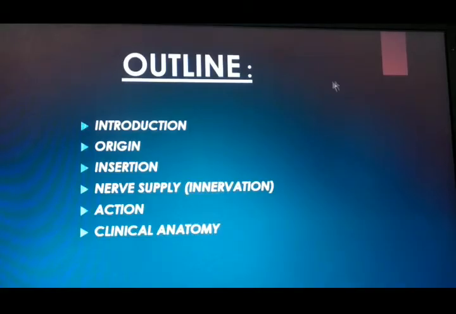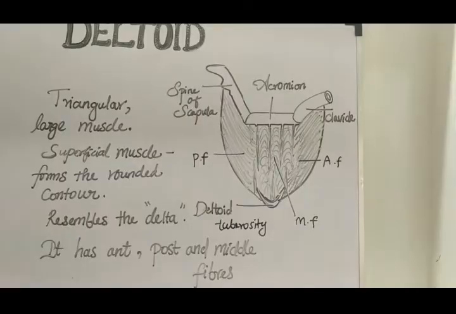So this is the outline. We'll be seeing the introduction of this muscle, origin and insertion, innervation, action of this muscle, and finally the clinical anatomy. So let's see the definition of this muscle.